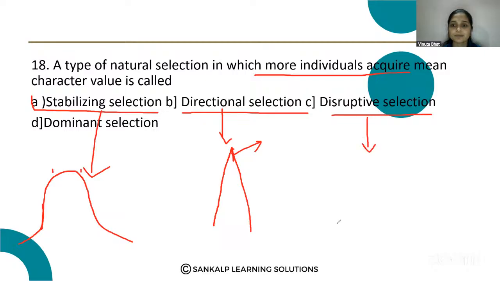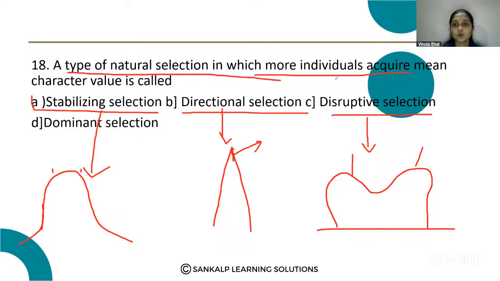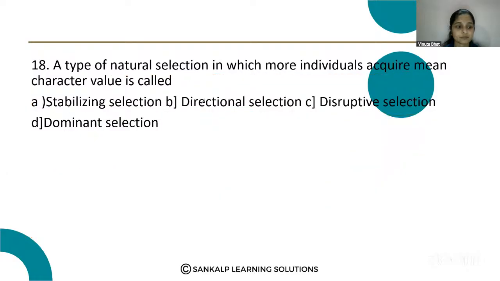Disruptive means which forms the two peaks like this. So these are the characters that are selected by nature, so that is the disruptive selection. So here, the type of natural selection in which more individuals acquire the mean character value, more are acquiring the same mean character, that is the directional selection. Option B is the correct answer.